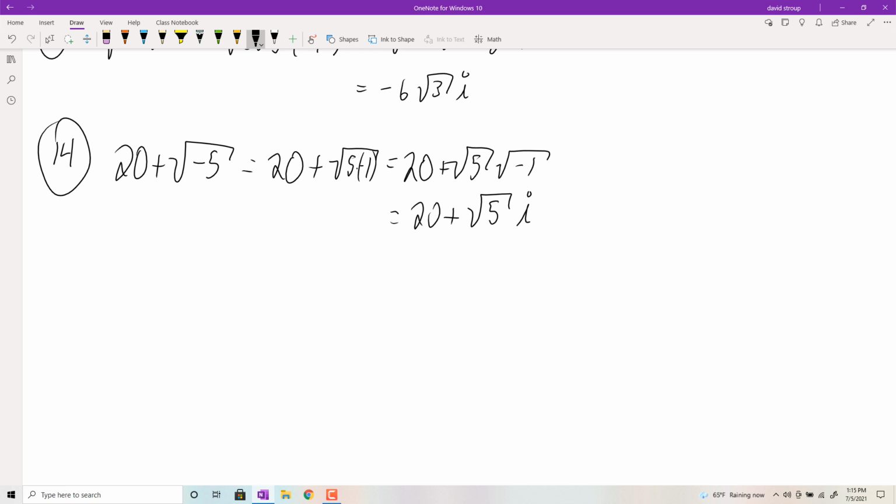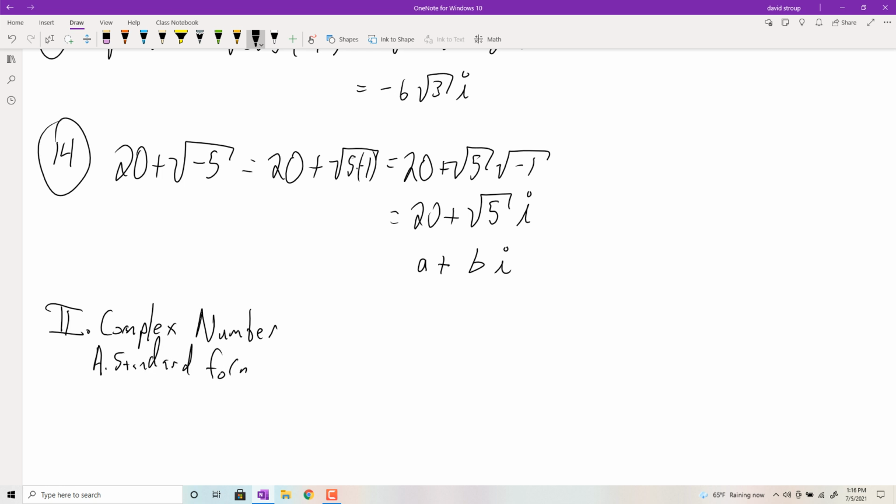It's always going to be this form: a plus b times i. We call the a part the real part, and the b part is the imaginary part. So, section 2 here, the complex number. It has the standard form, which we always want our answers in, and the standard form is a plus b, with an i on the end.